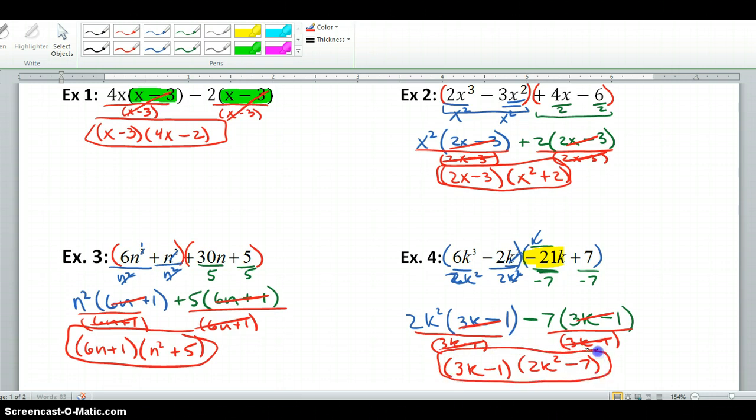Now, a friendly reminder, anytime you want to check to make sure you're correct, all you have to do is multiply the binomials and make sure you get the polynomial you started with. If you didn't, you know you did it incorrectly.